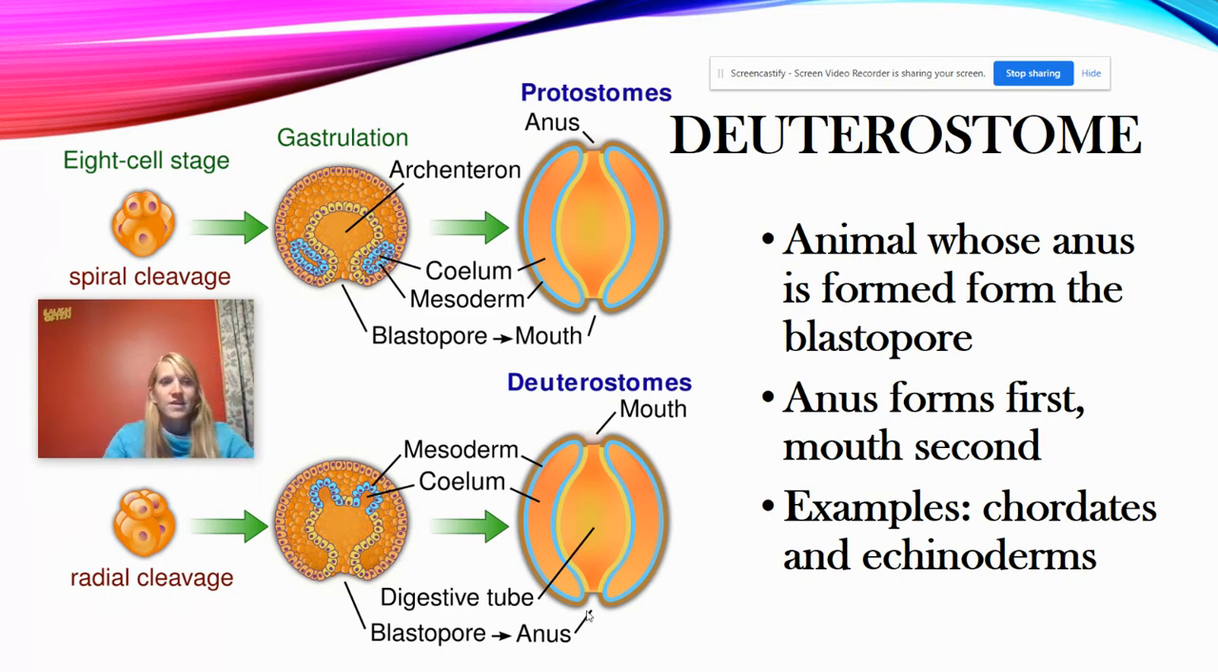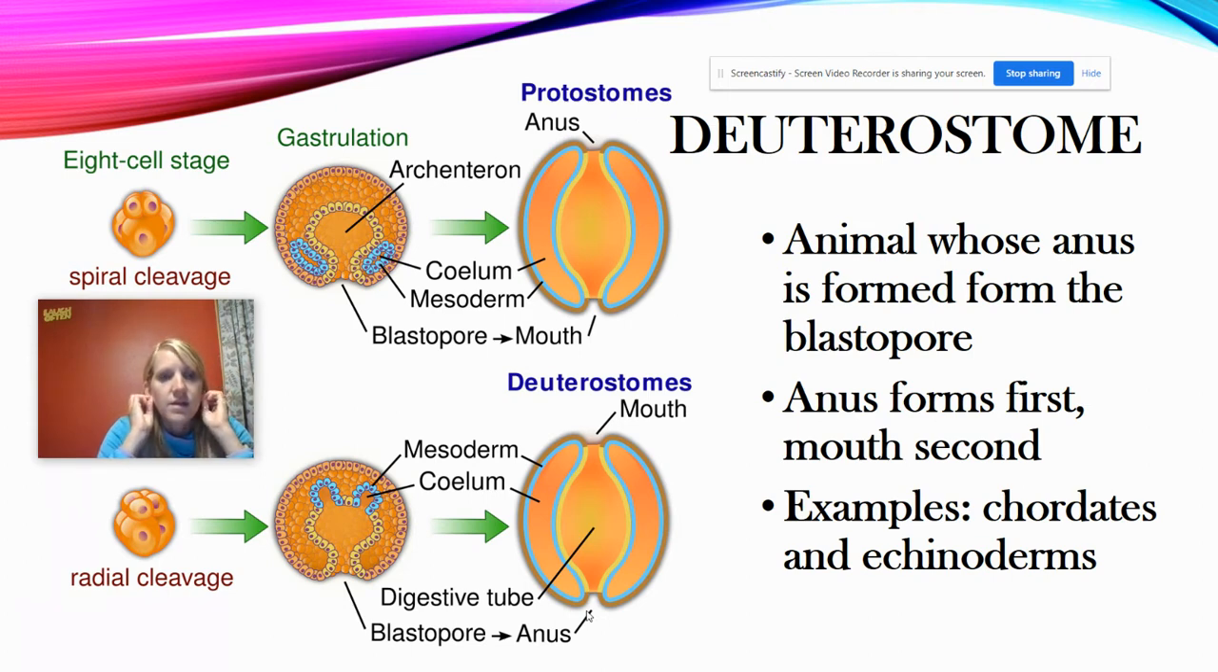Guess who's a deuterostome? You are. So the anus develops first, and then the mouth develops. It does go second. So the anus develops first, and then the mouth goes second. So examples are chordates, which are vertebrates like you, and echinoderms. Echinoderms are like sea stars and those types of things.